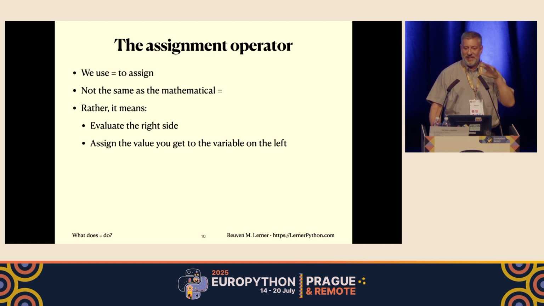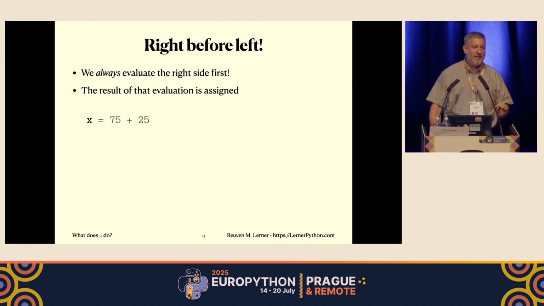Well, basically, very simply, we're going to go much deeper than this. It means evaluate the right side and then assign that value to the left side, to the variable on the left. It's really important to remember that it's right before left when we do assignment. First, the thing on the right is evaluated, and whatever we get back is then assigned. So if I say x equals 75 plus 25, really when the assignment happens, it's already become 100, because as far as the assignment is concerned, that addition happened long, long ago.